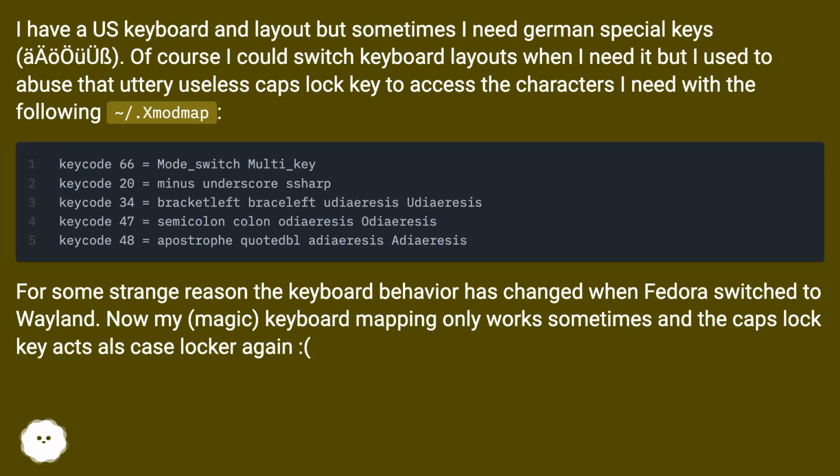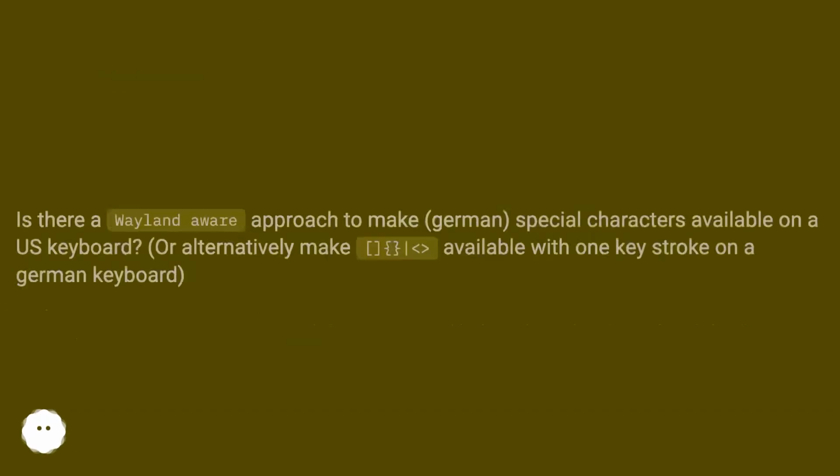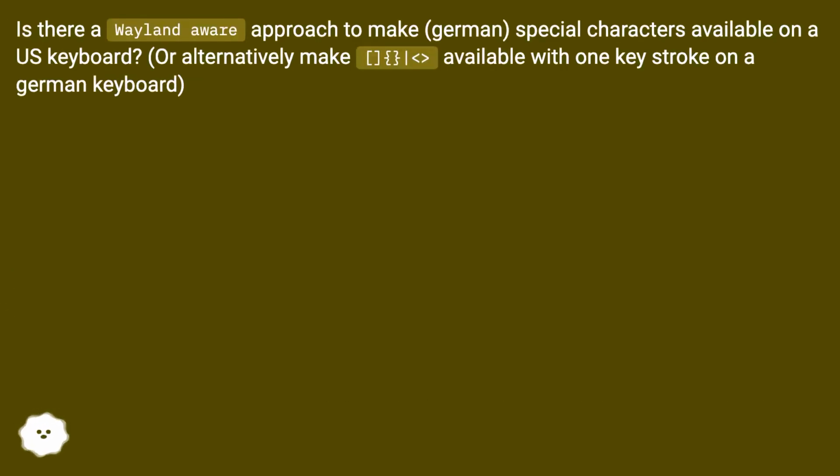For some strange reason the keyboard behavior has changed when Fedora switched to Wayland. Now my magic keyboard mapping only works sometimes and the caps lock key acts as case locker again, sad face. Is there a Wayland aware approach to make German special characters available on a US keyboard? Or alternatively make < > available with one keystroke on a German keyboard?